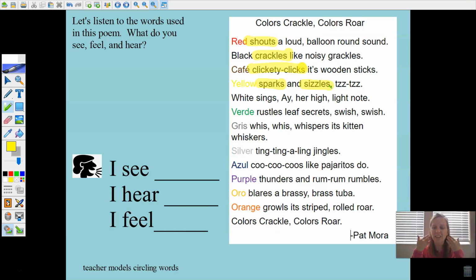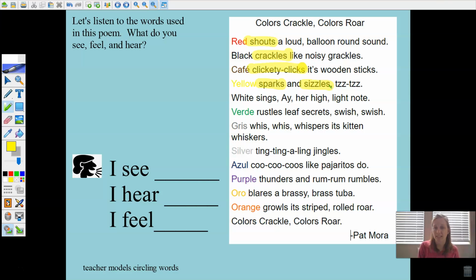That helps me to hear it. I can hear that sizzle and I can see sparks. Yellow, sparking and sizzling makes me think of fire. So it didn't say the word fire, but I can hear it and see it with sparks and sizzles.